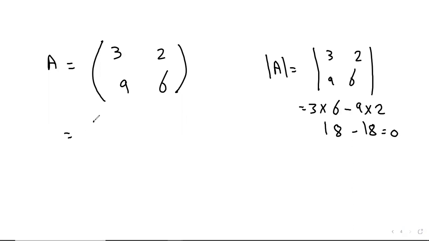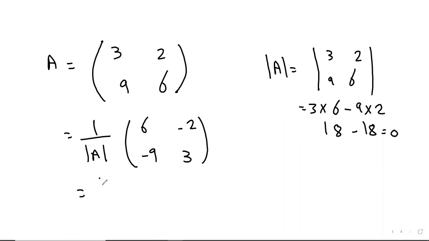So it's 1 over the determinant, then exchange 3 and 6, it will be 6 and 3. I exchange them. Then change the sign of 2 and 9. So it will be negative 2 and negative 9. And don't replace, just change the signs. 2 will be negative 2, 9 will be negative 9. 3 and 6, they are replaced.